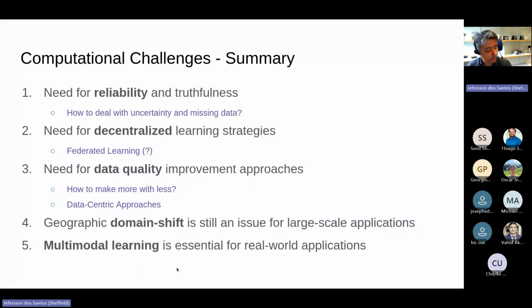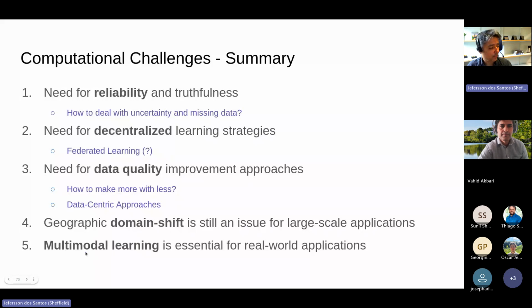And there are two other challenges that remain, and they are very application based. The first one would be geographic domain shift. In large scale applications, training a model in one region and testing or applying it in another region will probably require some kind of adaptation. We still have room for improving computer science methodologies towards this. And the last one is, of course, multimodal learning. So that's all.